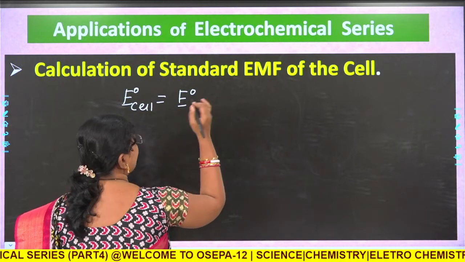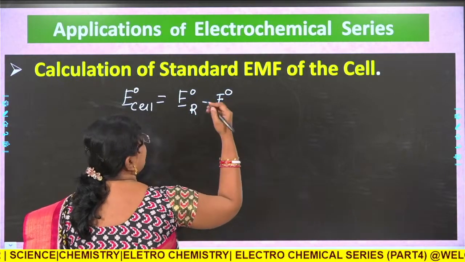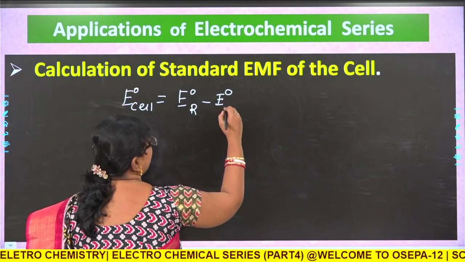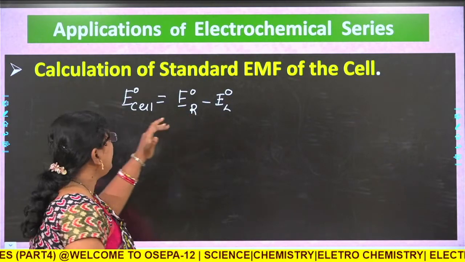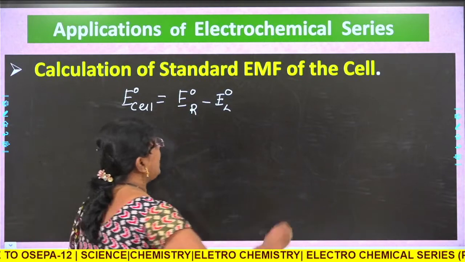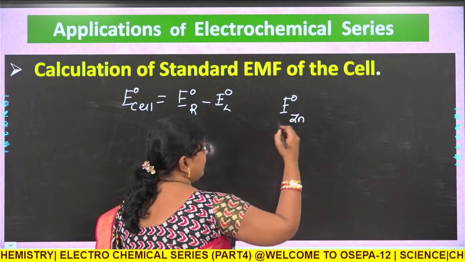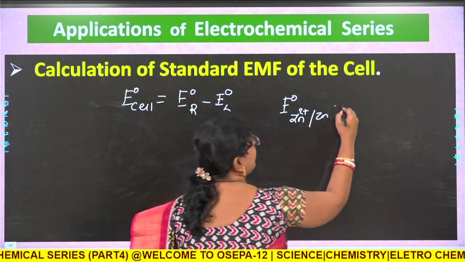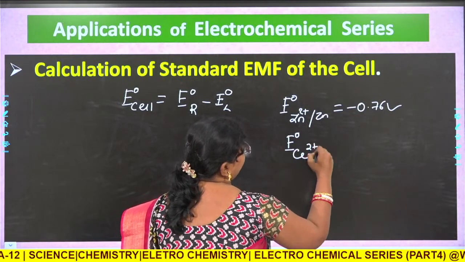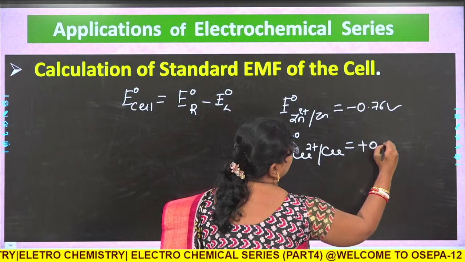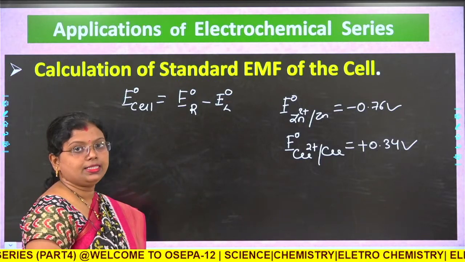It is the standard reduction potential value of the right hand electrode or cathode minus the standard reduction potential value of the left hand electrode, the anode. If you know the reduction potential values of cathode and anode, then we can calculate the E naught cell. Suppose the standard reduction potential of the zinc electrode, Zn2+/Zn, is given as minus 0.76 volt, and the standard reduction potential of the copper electrode is plus 0.34 volt, and you have to calculate the E0 cell, the standard cell potential.